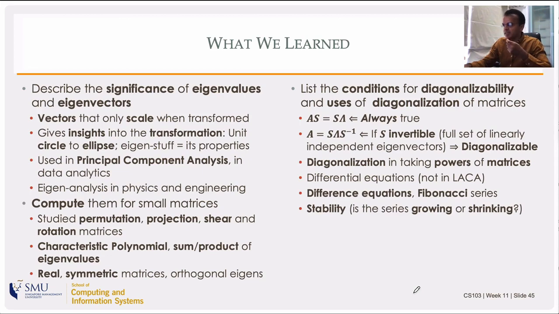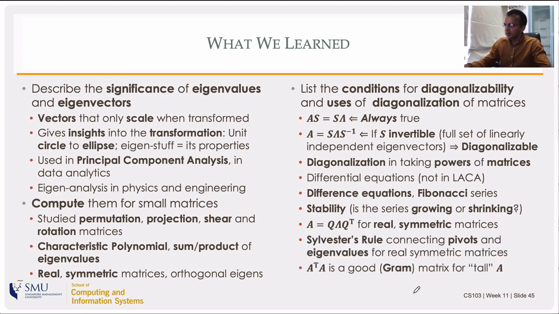So one thing about systems where you have eigenvalues for the system would be to predict whether the system is stable. Is it growing, or is it shrinking, or is it oscillating between states? Those things will be described by the sign and the size of the eigenvalues. Sylvester's rule, a starting point for some eigenvalue analysis. A transpose A, we saw many times that the Gram matrix is a very good matrix.